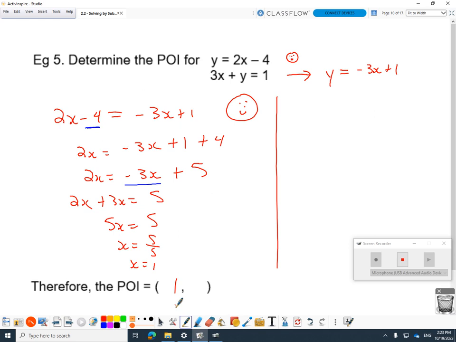Sub it in. So, do the fancy sentence till you're getting really good at it. Sub x equals 1 into, it doesn't matter which one, I'm going to choose 2x minus 4. And I did those steps fairly quickly, not because I'm rushing the lesson, but because it's part of the procedure, understand the procedure. Then sub it into the other equation to get the y value. Do you have any questions?